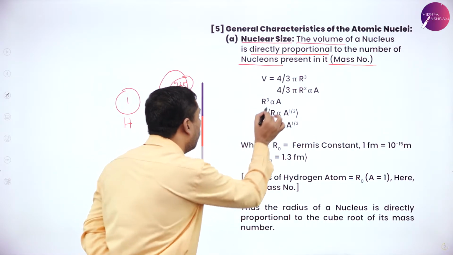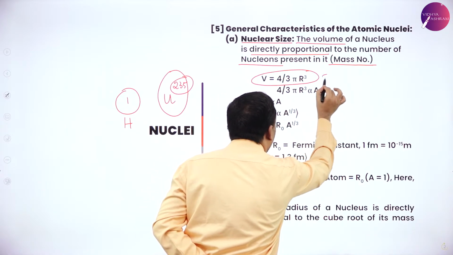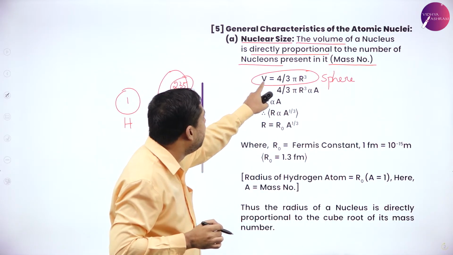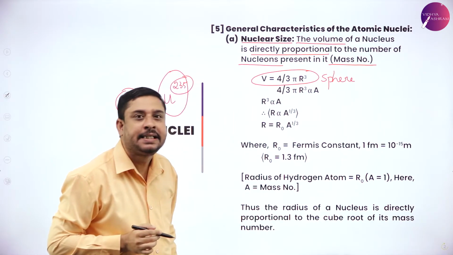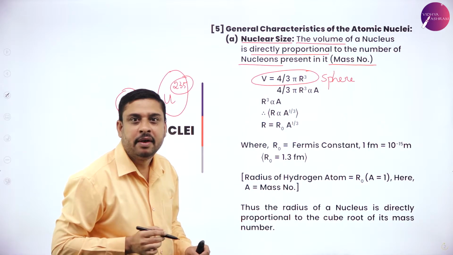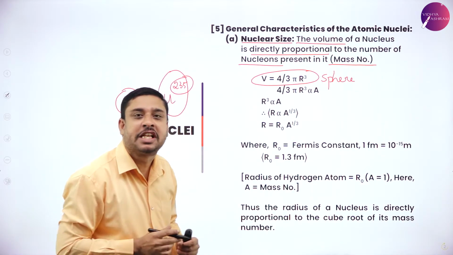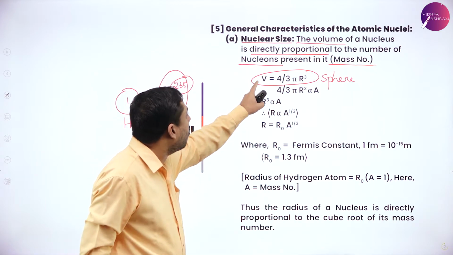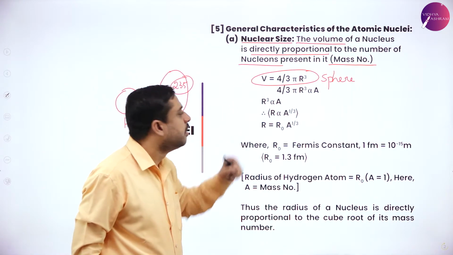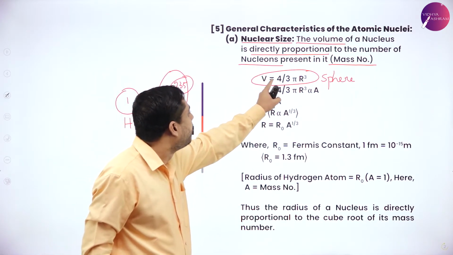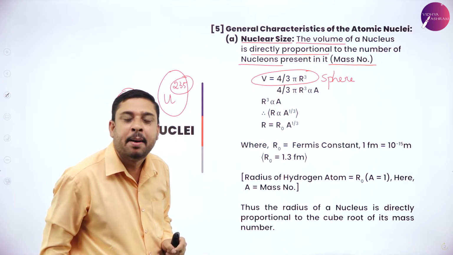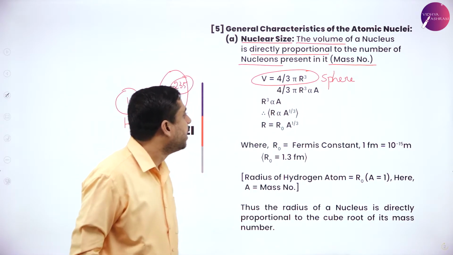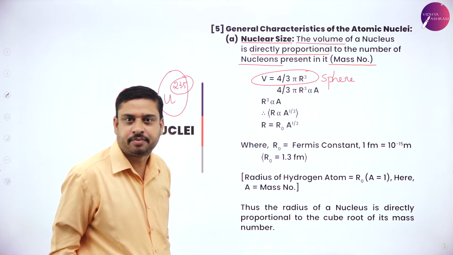Now all of us know volume of a sphere is given by V equals 4 by 3 pi r cube, where r is the radius of the sphere. My simple geometry says volume of any sphere is equal to 4 divided by 3 pi r cube. Recall that expression where r is the radius of the sphere.